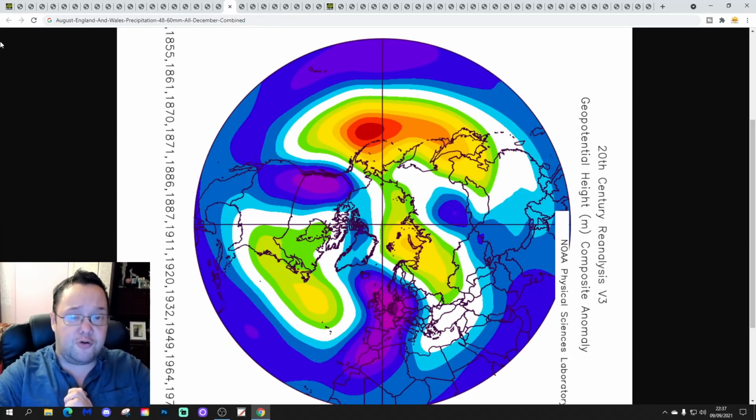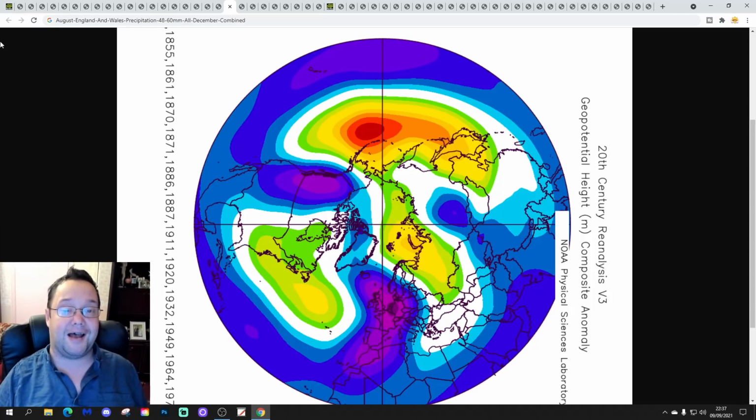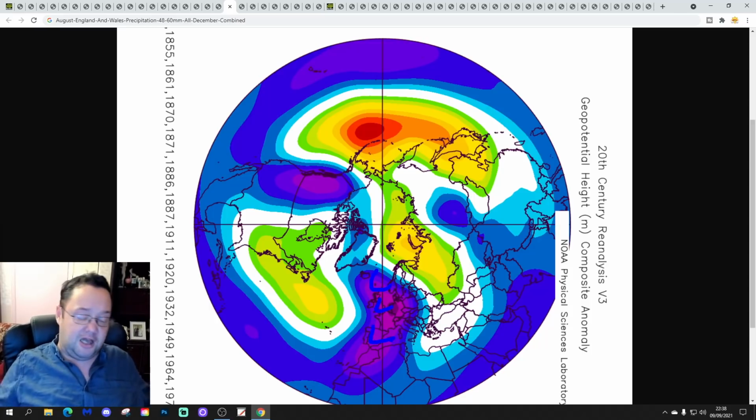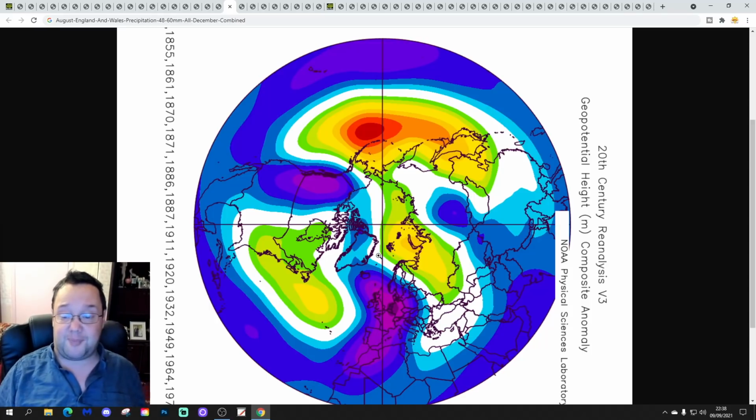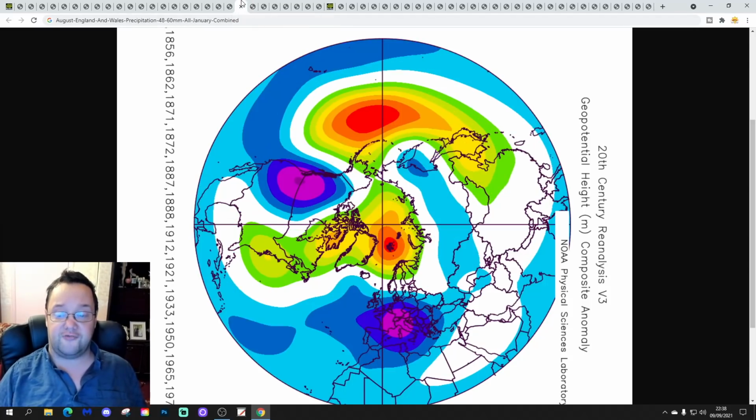Right, let's put all of those years together and see what we come out with. So this is how all Decembers combined are looking following August England Wales weather precipitation range of 48 to 60 millimeters. Generally mild and wet signal for these Decembers with below average heights to the west of Europe. Very little else to say about it, really. Just a mild, wet signal for those Decembers.